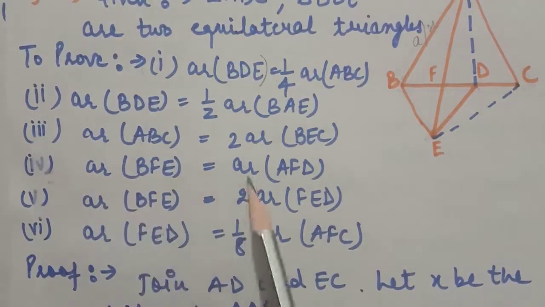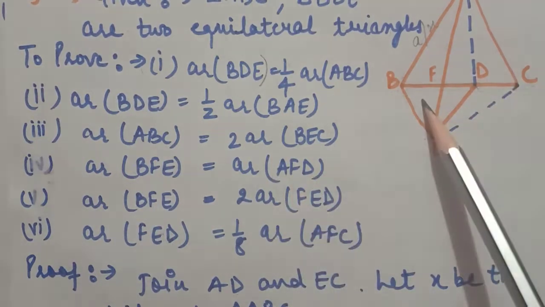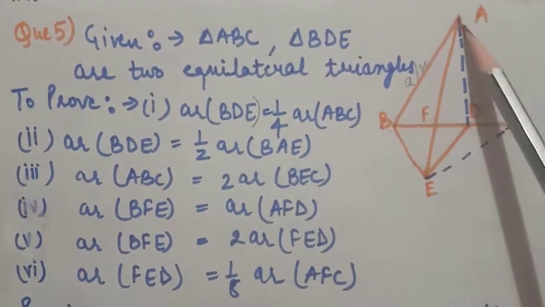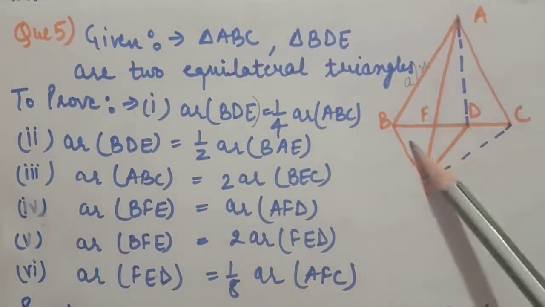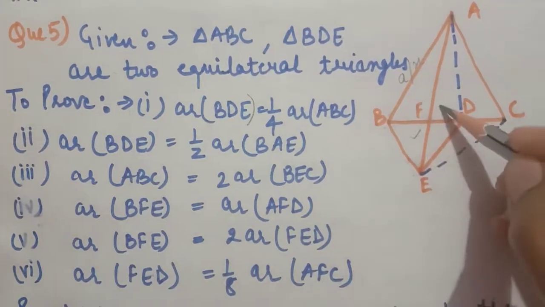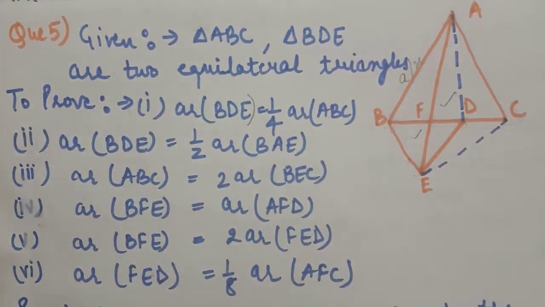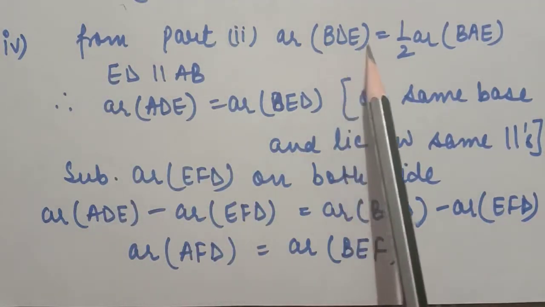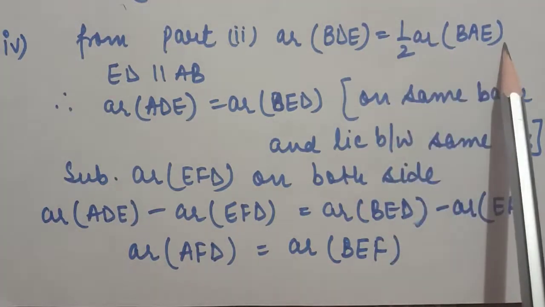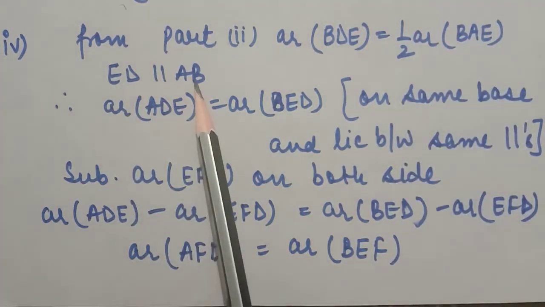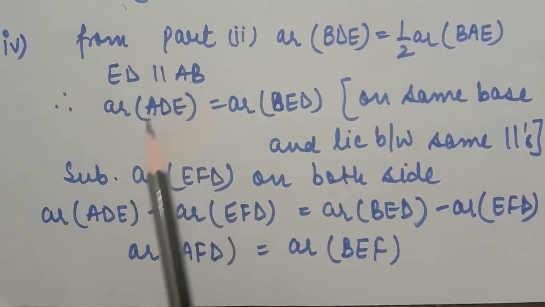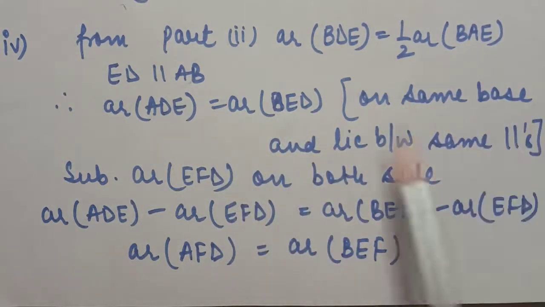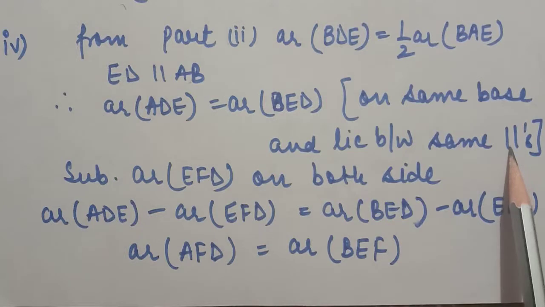Area of BEF is equal to area of AFD. See here, area of BEF is equal to area of AFD. We have to prove that the area of this triangle and the area of this triangle are equal to each other. So students, from the second part, we know it very well that area of triangle BDE is half of area of triangle BAE. ED is parallel to AB. It is given. And area of triangle ADE and area of triangle AED are on the same base and lie between the same parallels. They both are equal to each other.